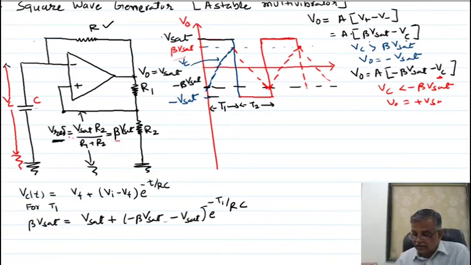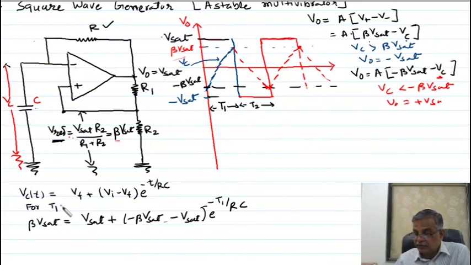The voltage across the capacitor with time, I am writing as V final plus (V initial minus V final) e raised to minus t by RC. What is the final voltage? It is going toward this plus V set. It is charging from where to where? From minus beta V set. This is the initial voltage, and it is going toward which final voltage? V set. So I have written V set here. Initial is minus beta V set.